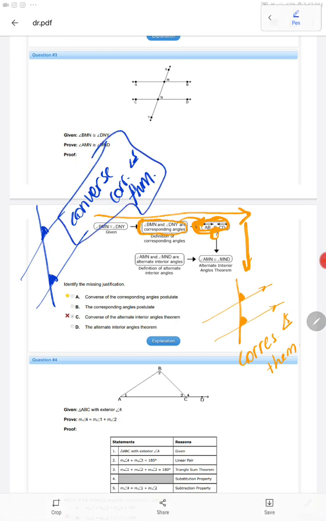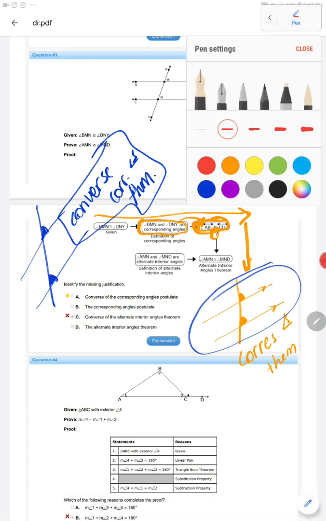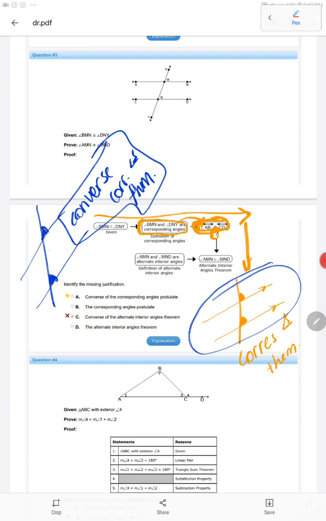Once again, if you know that the lines are parallel, the angles are going to be congruent because of corresponding angles theorem. If you have exactly the opposite, where you have equal angles in measure, if you know that these two corresponding angles are equal, the lines are going to be parallel. That's going to be our conclusion, and the reason would be converse of corresponding angles theorem.